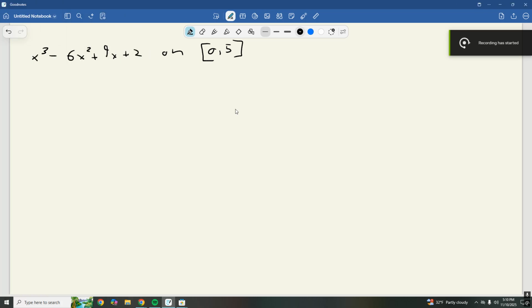Okay, so this is going to be practice with critical points and using those critical points to determine where the function is increasing, decreasing, and maximums and minimums. So this question is basically asking, find the local maxima and minima along with where the function is decreasing and increasing with this polynomial on 0 to 5.